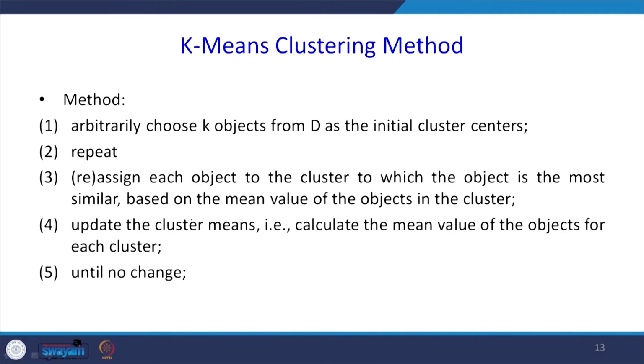The k-means clustering method, as I have also explained in my flow chart. Arbitrarily choose k objects from D, the data set, as the initial cluster centers. Repeat for all the points. Assign each object to the cluster to which the object is most similar, where the distance is very small, based on the mean value of the objects in the cluster. Update the cluster means, that is, calculate the mean value of the objects for each cluster, until no change.